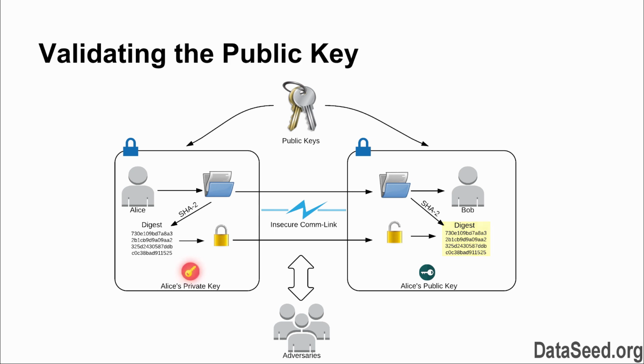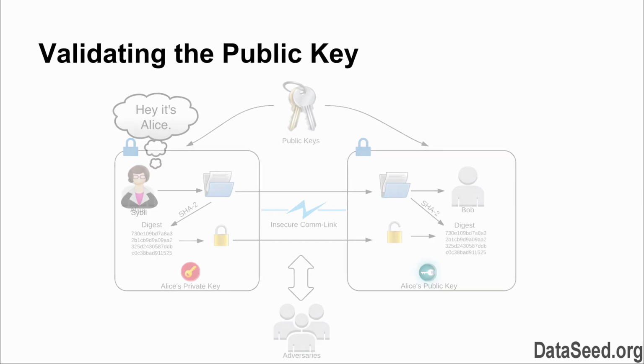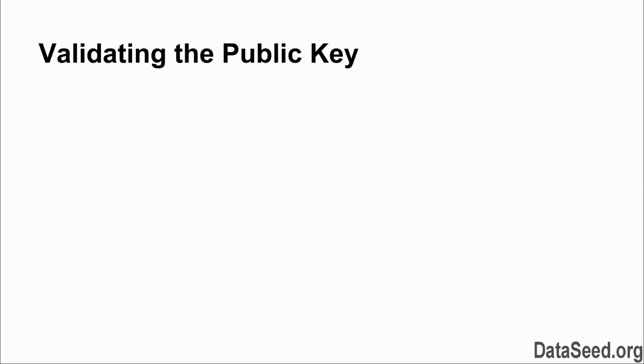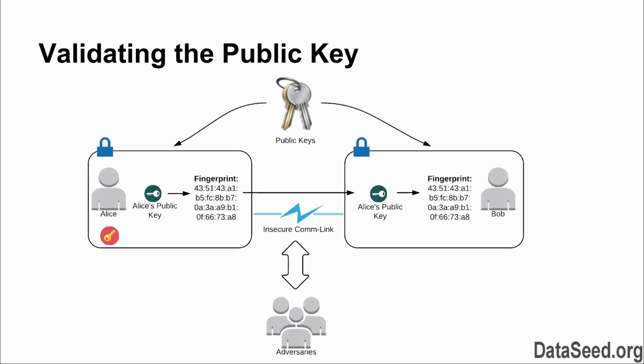But wait, we need to add a little more drama to this crypto story. What if there's another woman, Sybil, who wishes to break up Alice and Bob? Sybil produces a public-private key pair and gave that public key to Bob, pretending to be Alice. So the final step here is that we need to validate that the public key is really from Alice. Well, this should really be the first step in the process.